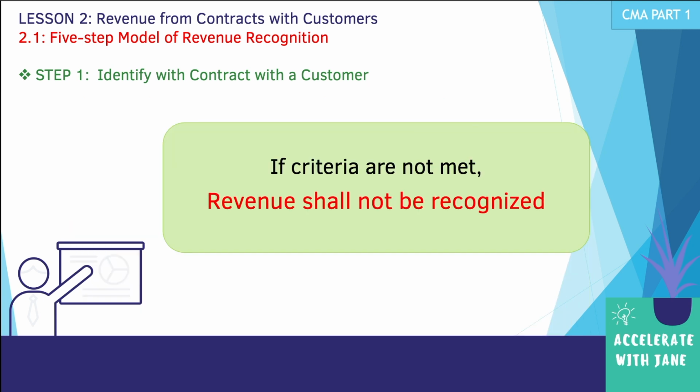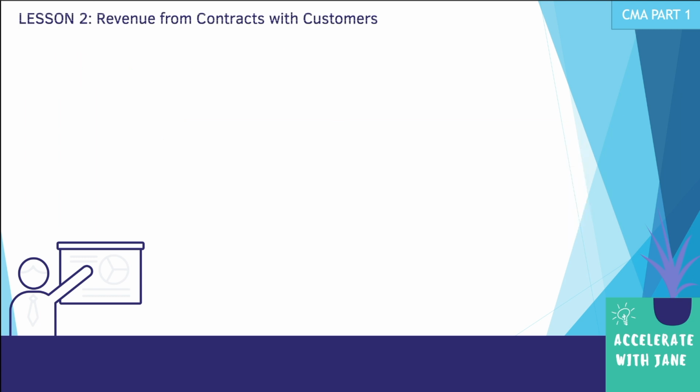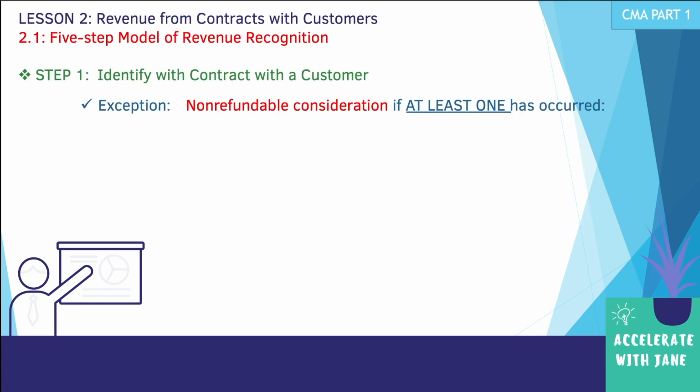I hope that's clear. Now, if the criteria are not met, therefore revenue shall not be recognized. Okay? So as I mentioned earlier, all the criteria must be met in order for us to have a contract that is within the scope of IFRS 15. If this is not met, then revenue shall not be recognized. However, we have an exception here.